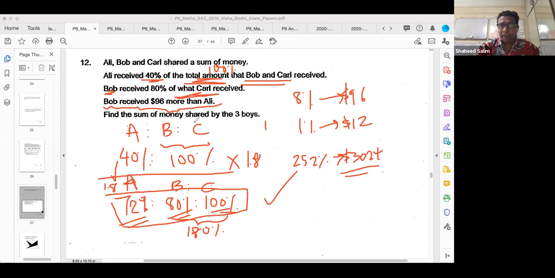Now, the most difficult part is down here. Normally in your paper 2 questions, there might be one difficult part. Once you get the difficult part, all the rest is going to be easy. But if you give up, Akil, in your head, you say, I cannot. But only you read this one, Bob received $96 more. Oh, Bob received 80%, 72, oh, 8% more. You get it already. Now, you don't give up.